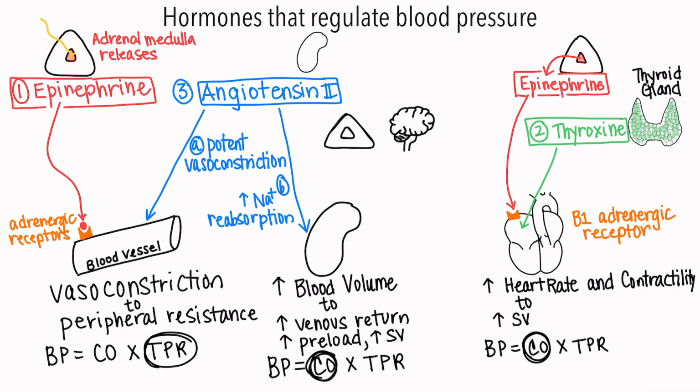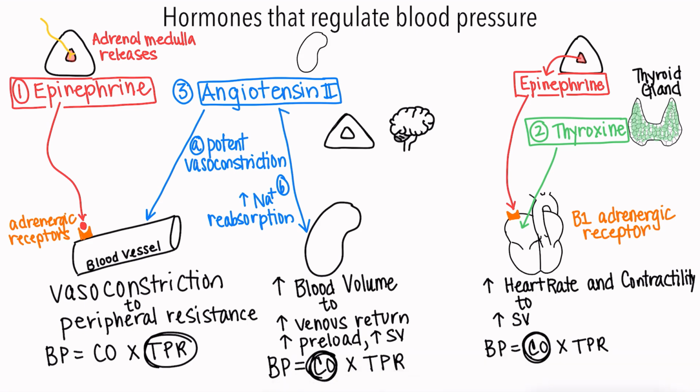If there are hormones that can make the kidney hold on to more salt and water, you will have more water in the blood vessels, will increase venous return, which will increase preload. That's the volume that fills the heart. And then that means you'll have a higher stroke volume.